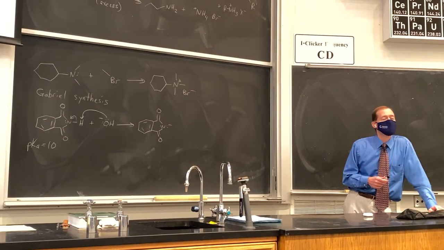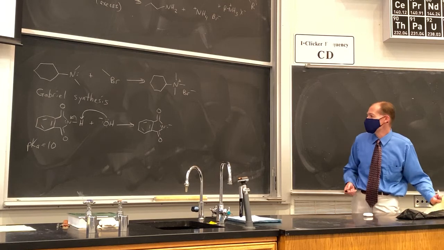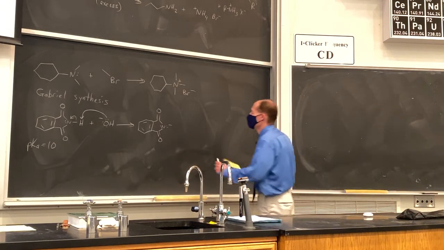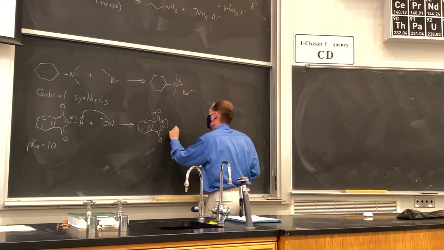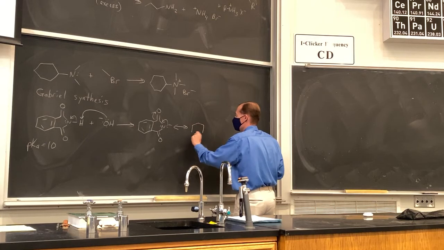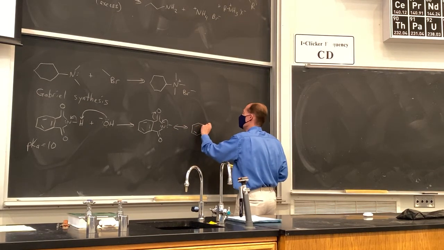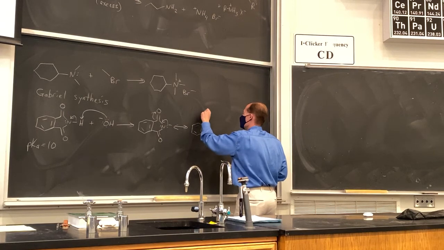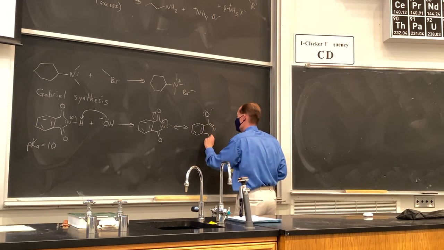What can we do with this conjugate base? Yes, Grace? It is resonance stabilized. Okay. So we can delocalize that lone pair into a carbonyl. We can do that with any amide. But in this case, we have two carbonyls. So we would have two major contributors where we end up with negative charges on oxygen.